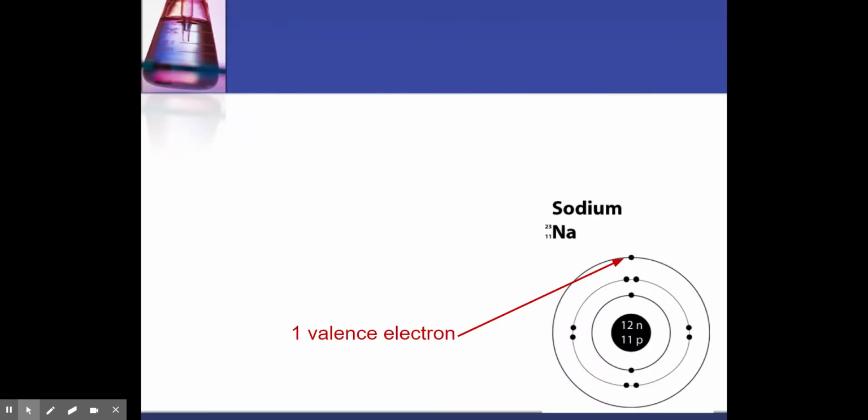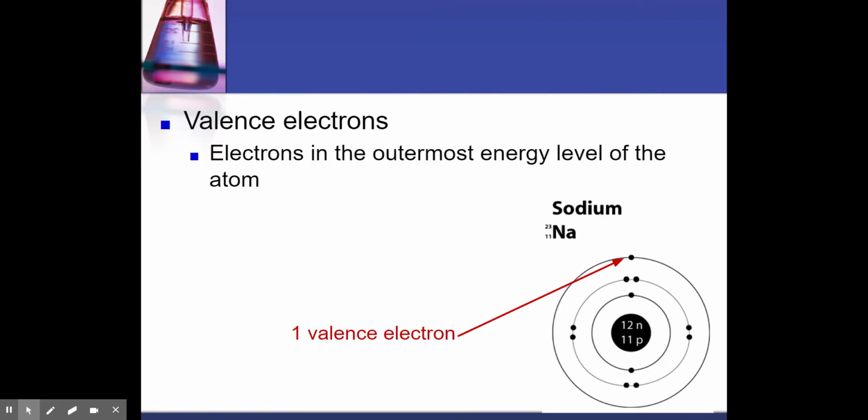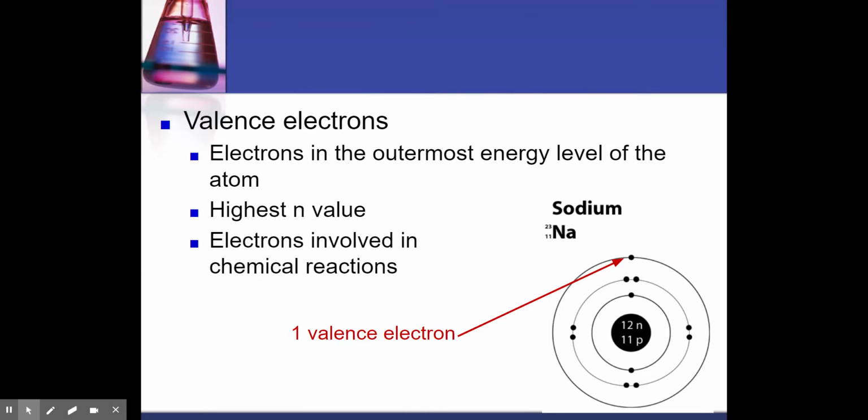So we want to talk a little bit more about valence electrons. Okay, so these are some specific electrons that we have. You can see here from our diagram, sodium has this 1 valence electron. Those valence electrons are the outermost energy level of electrons. The outermost electrons are the highest n value. Number n is telling us the period number, or number of energy levels. And these are the electrons that are involved in chemical reactions.